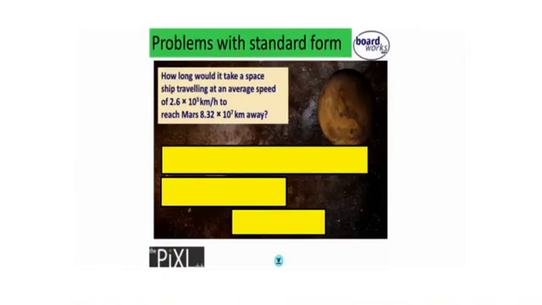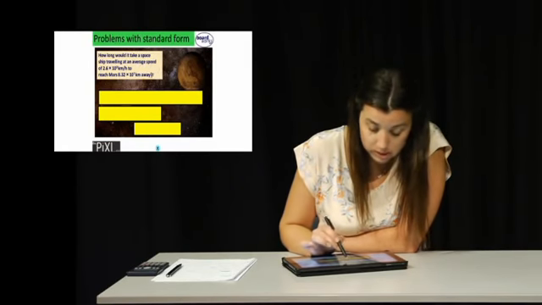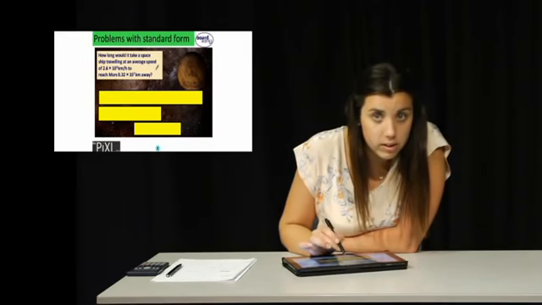Another problem. How long would it take a spaceship travelling at an average speed of 2.6 times 10 to the power 3 kilometres per hour to reach Mars, which is 8.32 times 10 to the 7 kilometres away? Within this question, it doesn't tell you which operation you need to use with these numbers. I'm going to give you 3 minutes to have a think about it, and then we'll go through it together. Off you go.